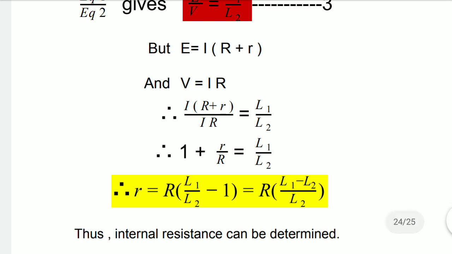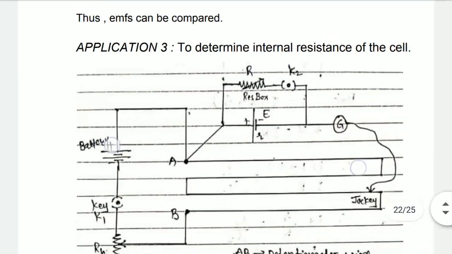So that was the last application of a potentiometer. These were the applications of potentiometer which we wanted to have a look at.